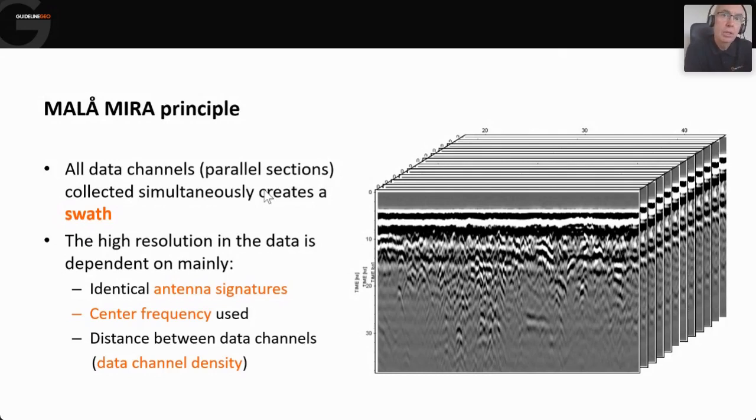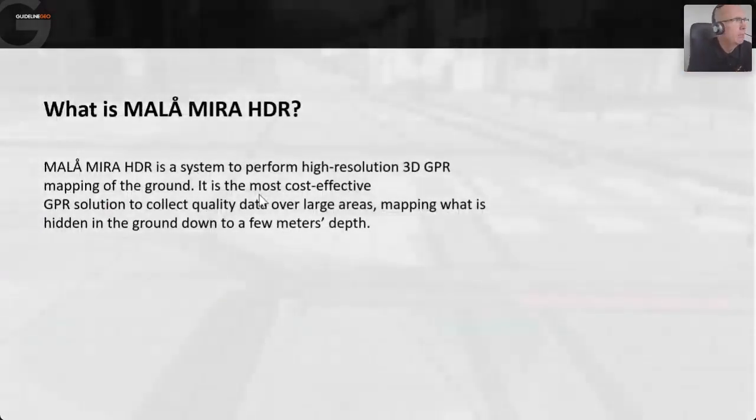And here the thing with the new system, with the new MIRA HDR, the spacing between the channels is 6.5 centimeters. That is the highest data channel density on the market at that frequency. I'll go through the frequencies and things like that in a few slides' time. But it's really tight. So effectively, it's almost like taking a single channel antenna, walking down the road or over the field, moving over 6.5 centimeters, walking back down again. And that's going to increase that resolution. That's what's going to give us those nice, beautiful images.